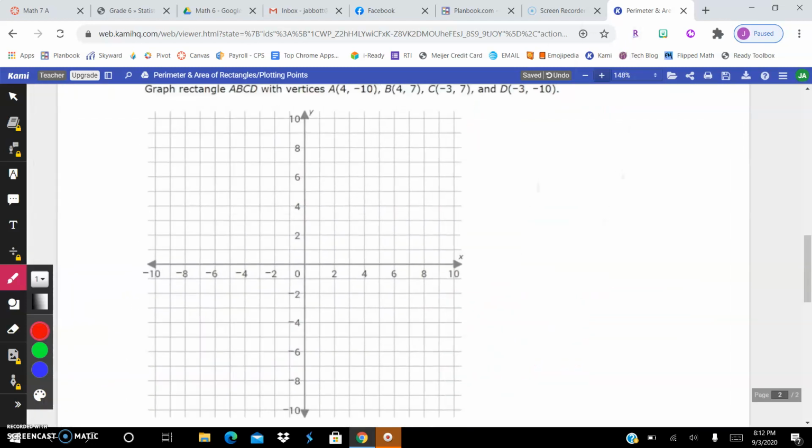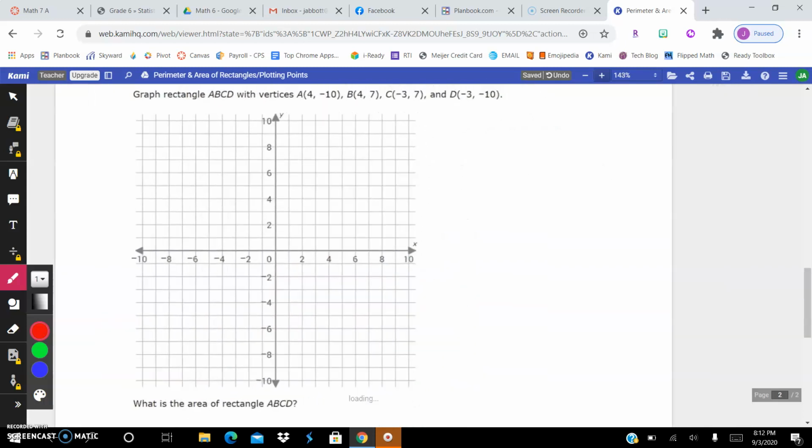For our last example, we're going to graph another rectangle. This one is ABCD. A is +4, -10, so crawl 4 and climb -10. I'll label that A. B is over 4 and up 7. So B is way up here. C is -3, +7. And D is -3, -10. So it's way down here.